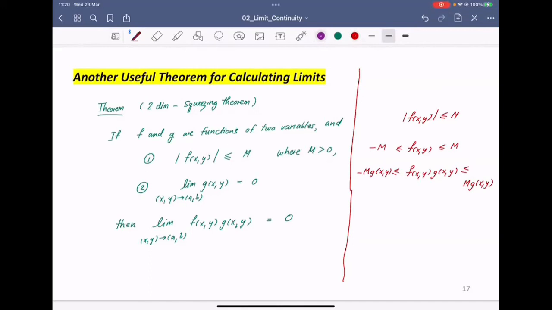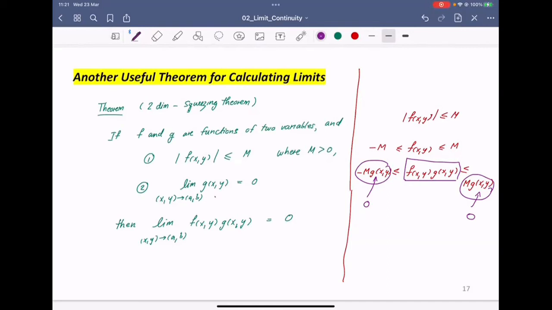If you want to compute the limit of the middle term, you know that the limit on the right-hand side is 0 because the limit of g is 0, and the limit of the left-hand side is also 0. By the sandwich theorem, it squeezes the term in the middle, so its limit must be 0 as well. This is why we call this the two-dimensional squeezing theorem. We're going to show you how to use it.